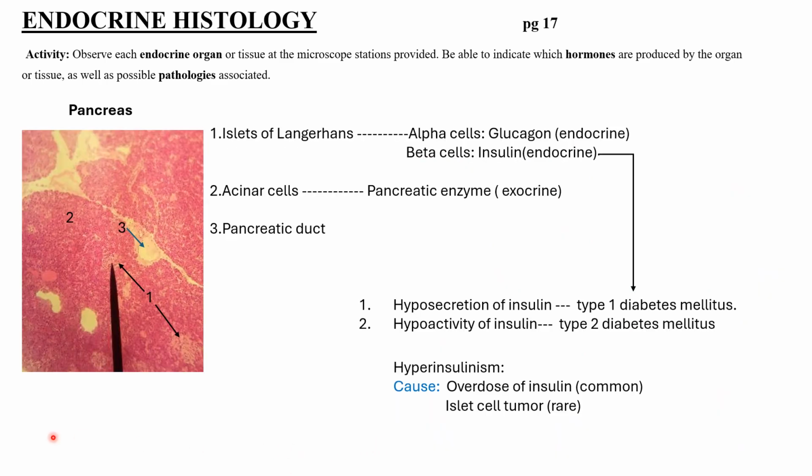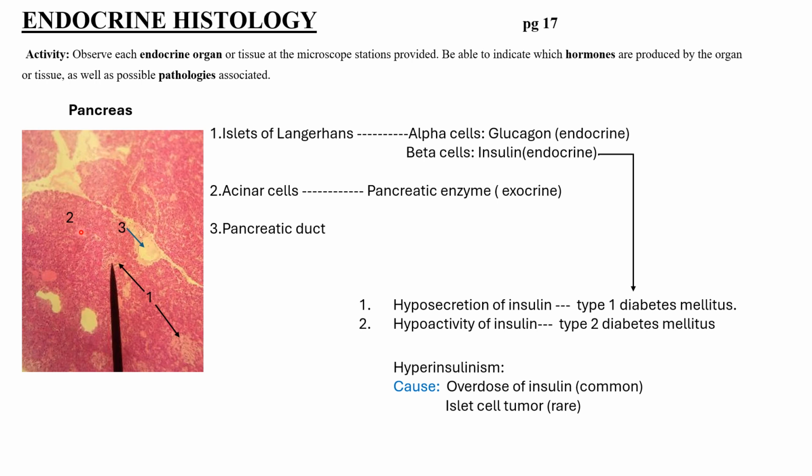Now this is a slide of pancreas. Right now, pancreas consists of islets of Langerhans. Like I said earlier, the islets of Langerhans make the endocrine part of the pancreas. So these islets of Langerhans are scattered in the pancreas. These lighter staining structures over here are the islets of Langerhans, and they contain alpha cells and beta cells. Alpha cells secrete glucagon, and beta cells secrete insulin.